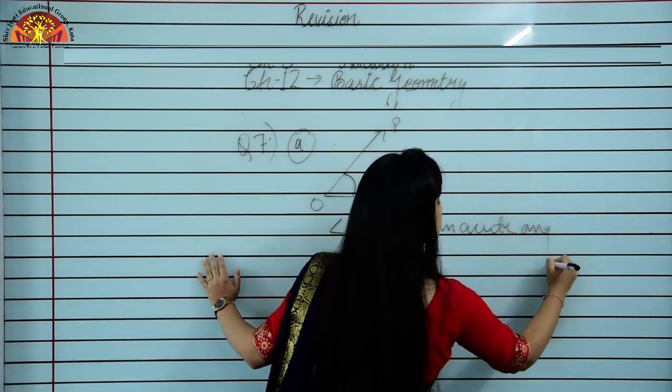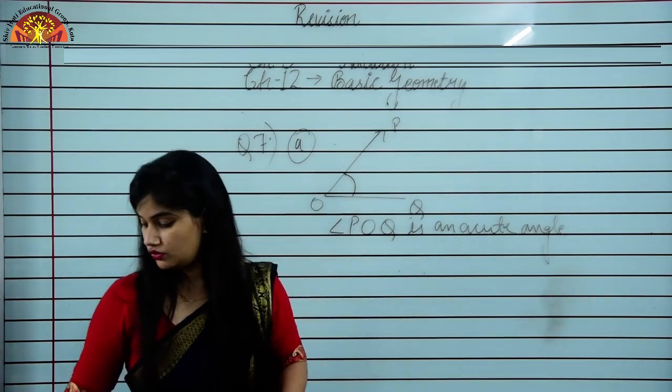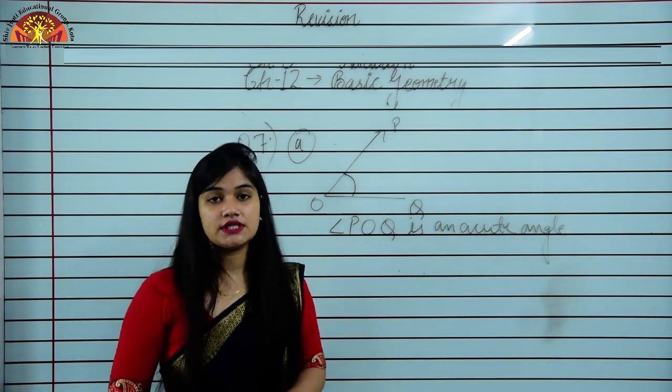Understood students? So students, in this way you can form the angles and you can find the type of angle. So I hope you understood this chapter well.